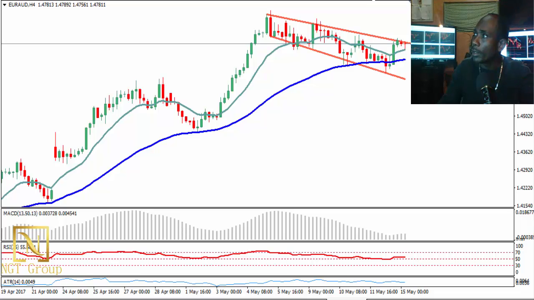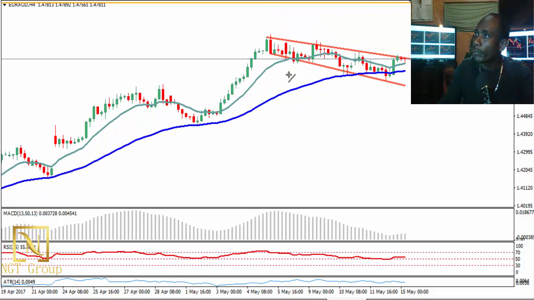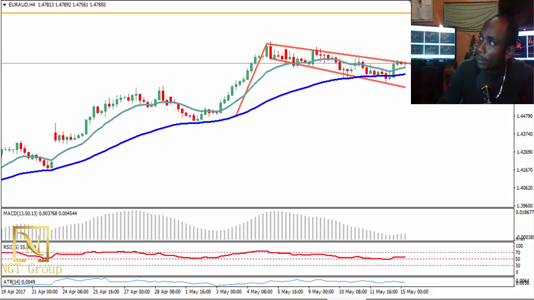So we are looking now to see a breakout of this flag in order to initiate a trade. If the upper trend line here is broken and holds above, in other words we close above the trend line, then we'll be looking to buy this pair, and we would be looking to target the 1.50730. So that's the review for Euro Aussie. Let's go to the next one.